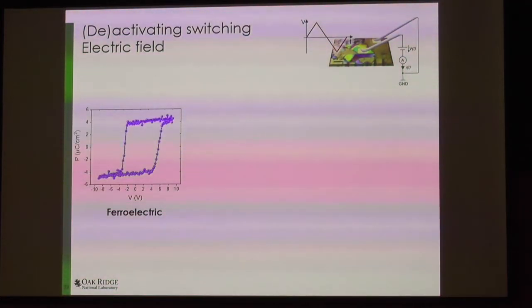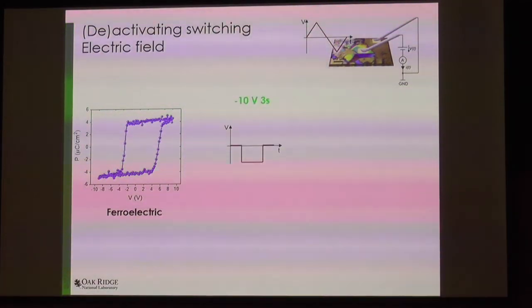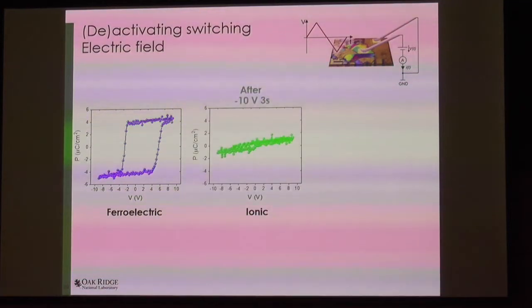We start out with a really nice ferroelectric hysteresis loop. In the next step, we apply minus 10 volts for 3 seconds, just a square pulse through the electrode. And if afterwards we measure the PE loop again, we get nothing. There is absolutely no switching in this state.